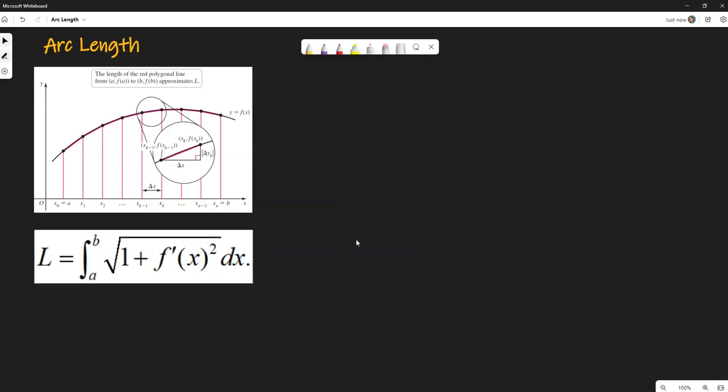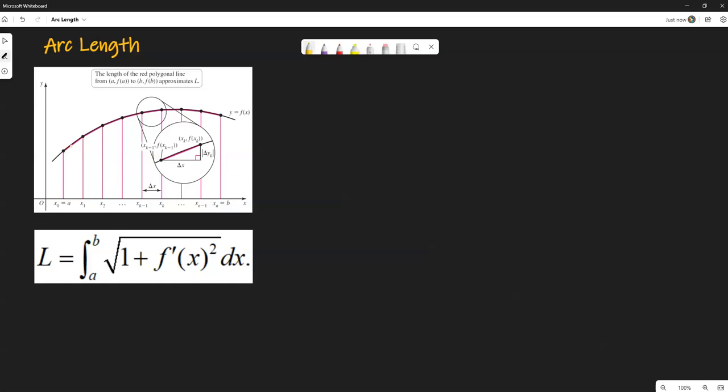Hello, in this video I'm going to look at the arc length of a function. So when it comes to arc length of a function, we take a curve y equals f of x and we look at the closed interval from a to b, and we cut that up into n pieces, of which we have n plus 1 points but n subintervals.